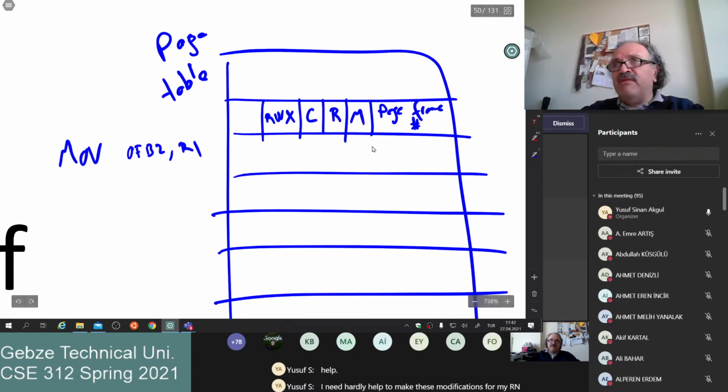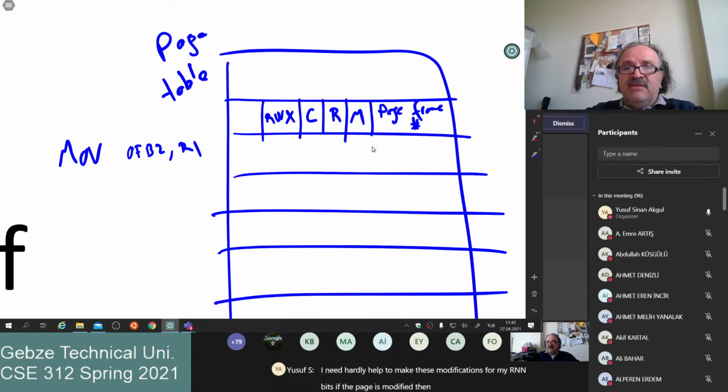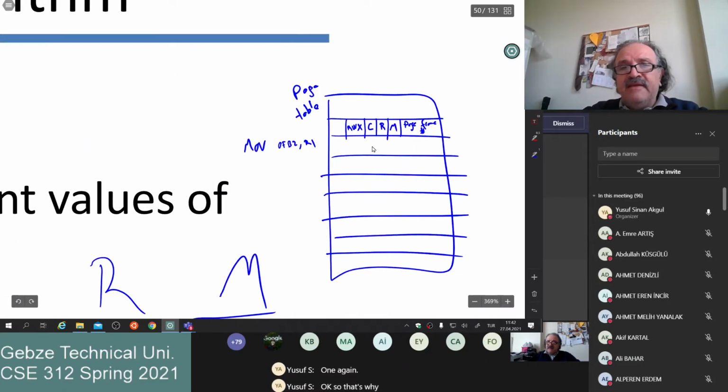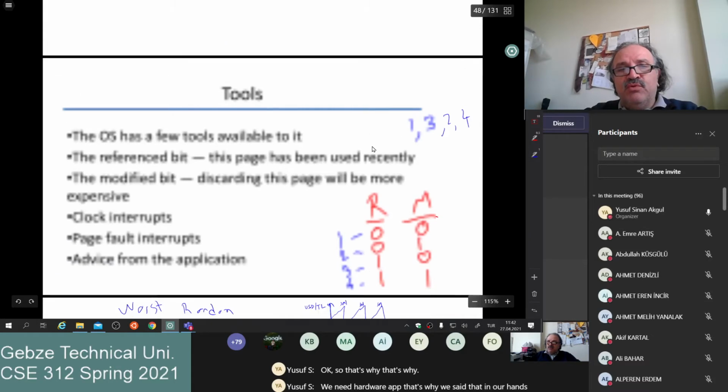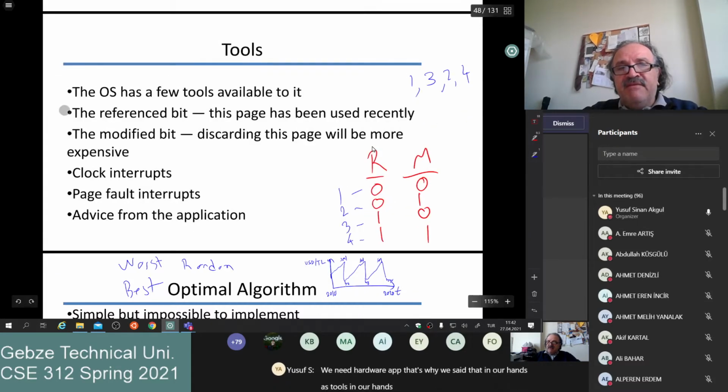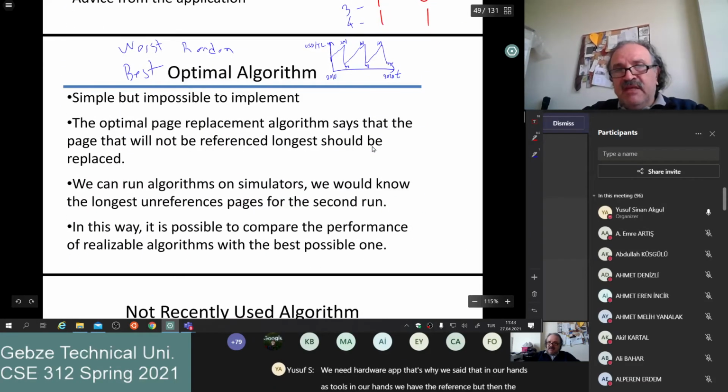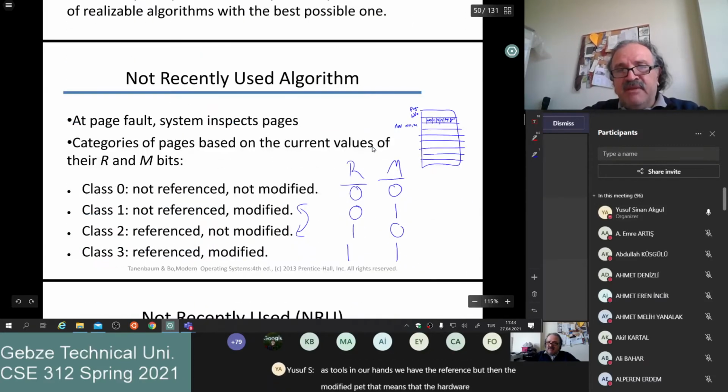If the page is modified, the hardware sets this M bit to one for that page. If the page is referenced, the hardware sets this R bit to one again. That's why we said that, as tools in our hands, we have the reference bit and the modified bit. That means that the hardware will help us. Without the hardware help, I cannot do that.